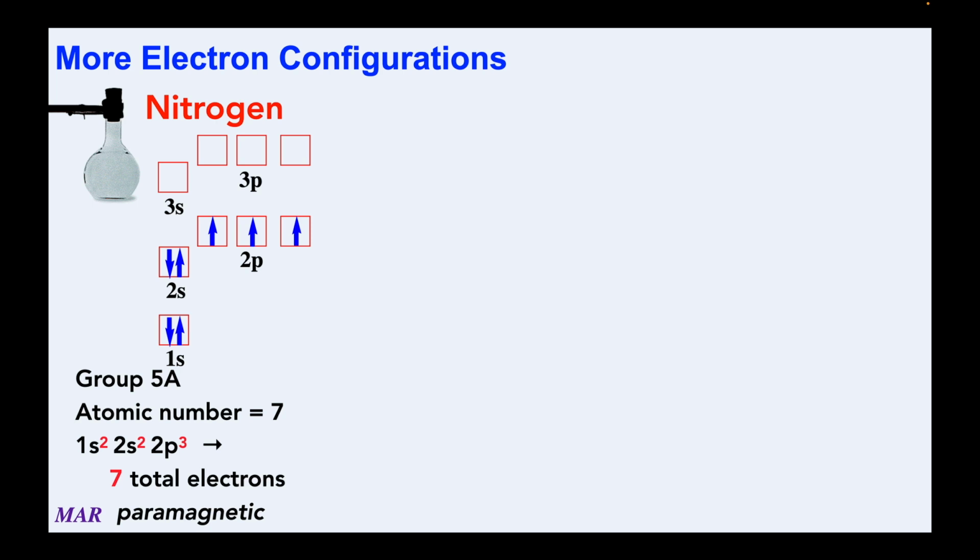Nitrogen would have 1 more electron than carbon. We're going to use Hund's rule, put each electron in its own box. We're not going to pair anything up. This is the most paramagnetic element we've seen so far. 3 unpaired electrons, 1s2, 2s2, 2p3.